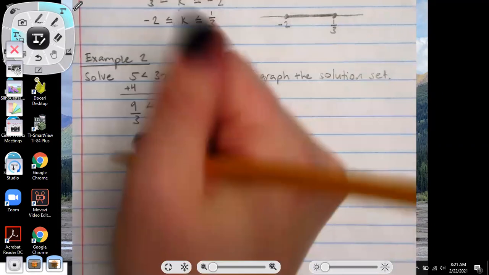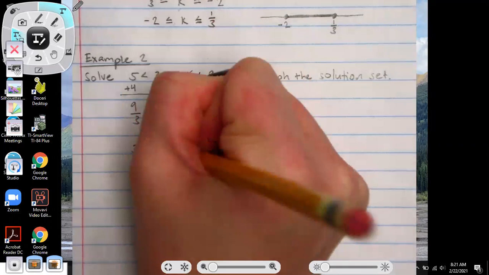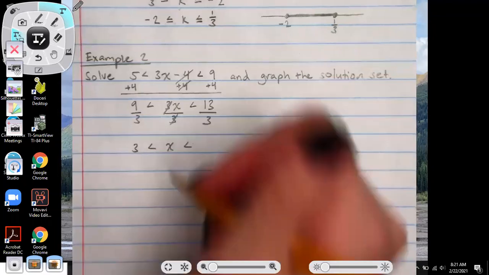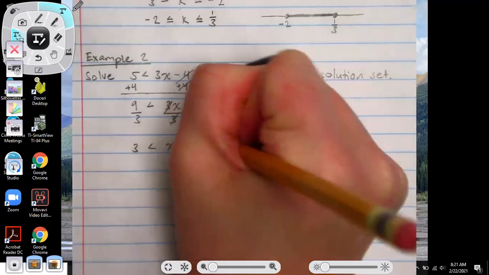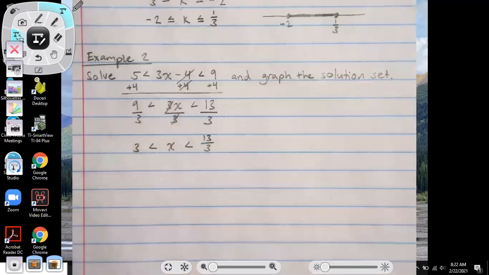9 divided by 3 is 3. The 3's cancel out in the middle part. And 13 divided by 3 is going to give you a decimal. I would rather leave it as a fraction. And 13 over 3 can't be simplified, so it's just going to stay 13 over 3. Okay, this 3-part inequality is already in the correct order.